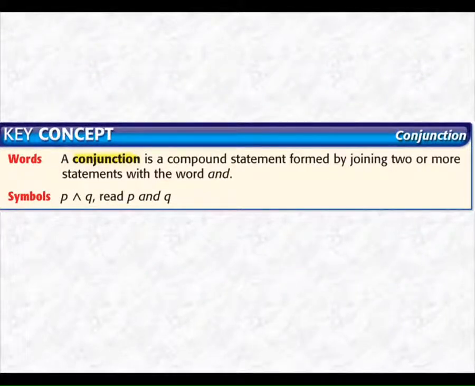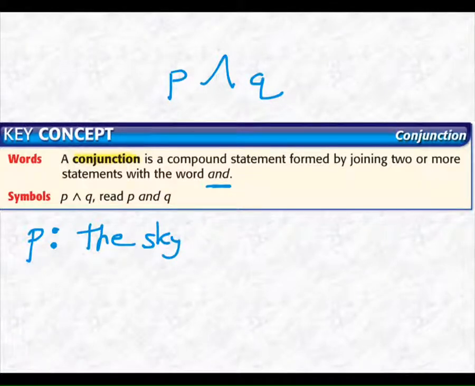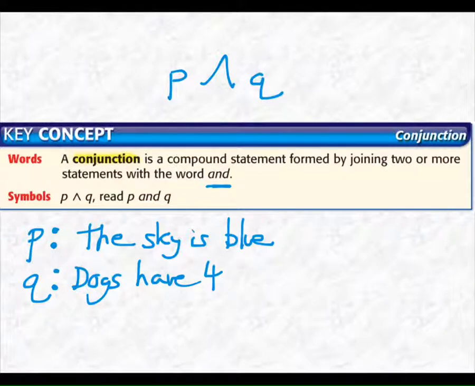Our first compound statement, which is the second to last vocab term you need to know, is called a conjunction. A conjunction is a compound statement that joins two or more statements with the word and. So a compound statement deals with the word and, and there's a symbol we have for that. It's this symbol, like an upside down V. This is called a conjunction, and this stands for the word and. So for example, if I gave you two statements and I said statement P is the sky is blue, and statement Q was dogs have four legs.